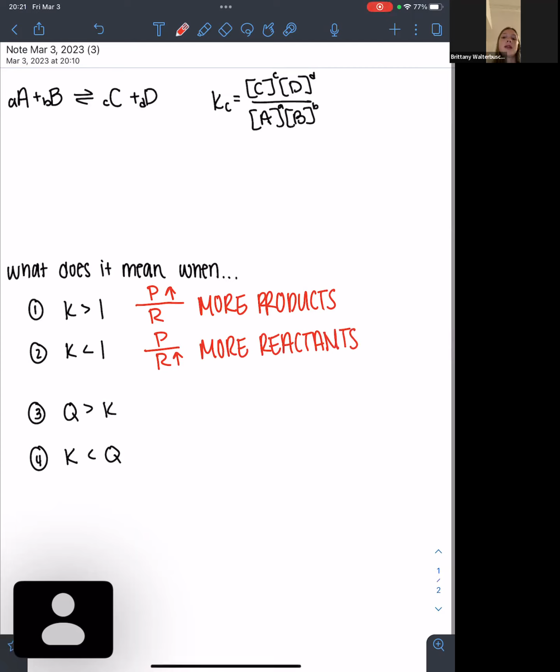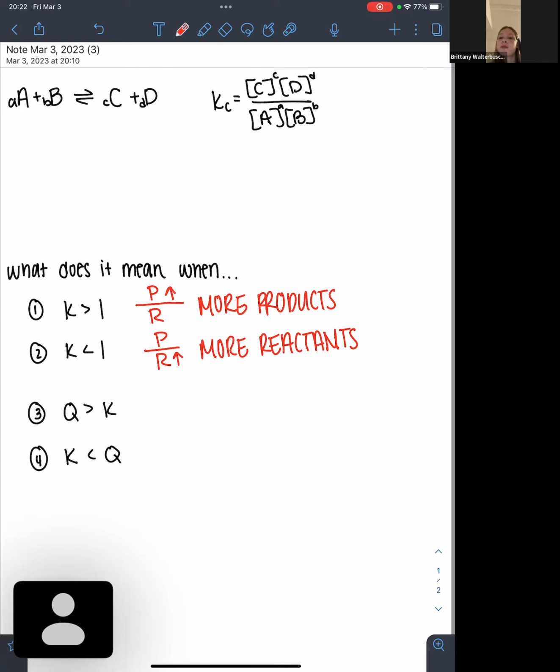So when I say more products or more reactants, I am generally saying that the products are favored. There are more products when we're at equilibrium. So that is the favored side of a particular reaction. But if our K value is less than 1, then our reactants are favored. We have more reactants in comparison to our products.